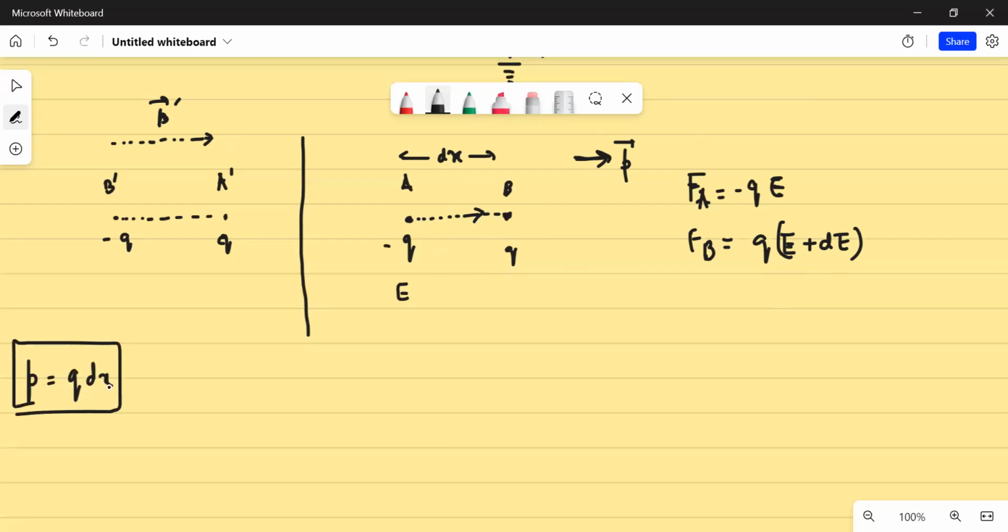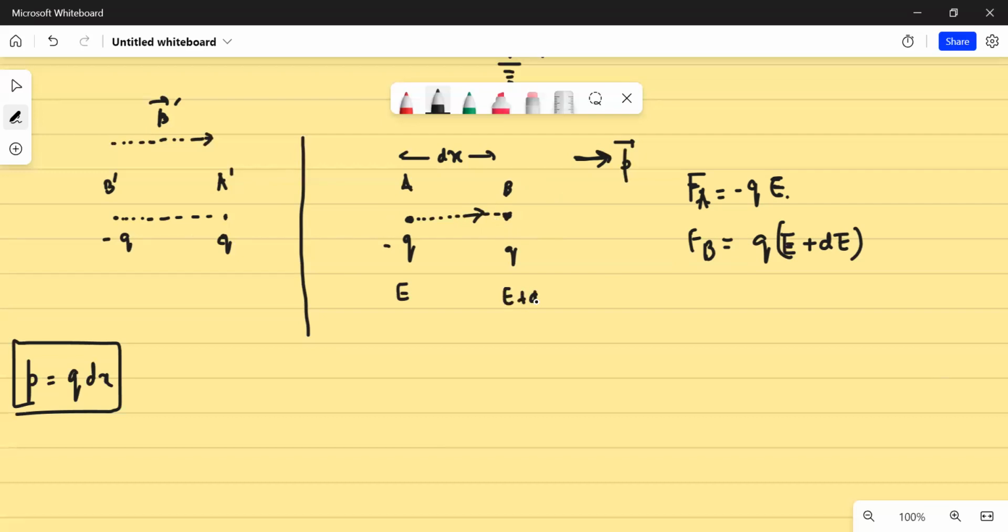What is dipole moment? You multiply the charge with what? Multiply it with the distance. So what is the force at A? The force at A would be given by minus Q into E. So force would be in this direction. And what would be the force at B? Force at B due to various other charges. So it would be Q times E plus dE. Is that clear?